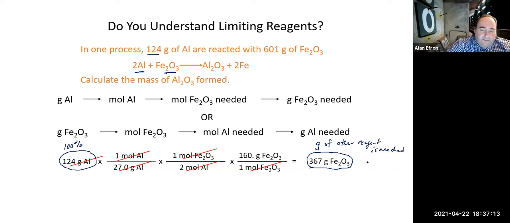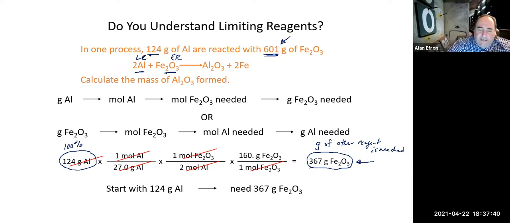Now, once you do that, you would compare. This is how many grams of the iron 3 oxide that I need. This is how many grams of the iron 3 oxide that I started with. And that would tell you the exact same thing that we learned in our table, that this guy is the excess reagent because you have plenty, right? You only need 367. You have 601. And this guy would be our limiting reagent.